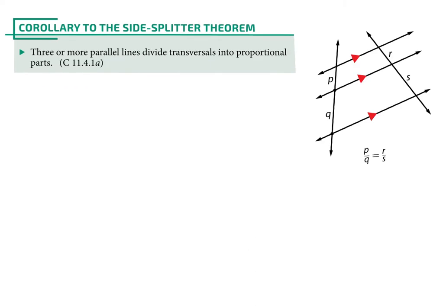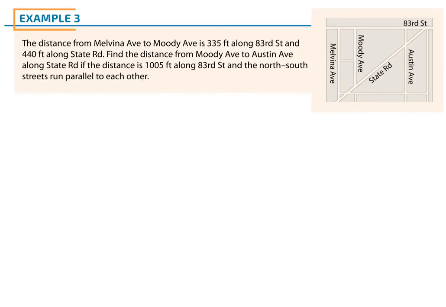All right. So remember what transversal means. A transversal crosses more than one line. So both of these are transversals. You can see that they have told us that these are parallel lines, so all 3 of those are parallel. What it's telling us is it has broken those into proportional parts, so these should be equivalent proportions here.